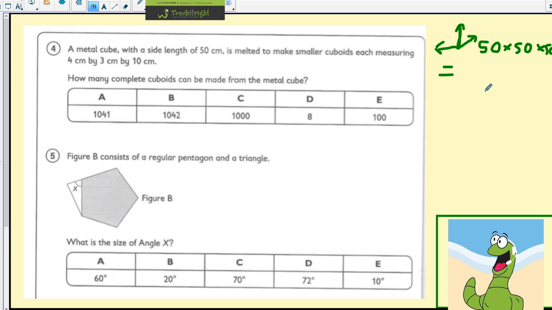How nice is that? So 50 times 50, it's going to be the same as 5 times 5, so 25, but with the 2 tens added on. And that multiplied by 50 is going to be 25 multiplied by 50, which is going to be 125, but with 1, 2, 3 zeros.